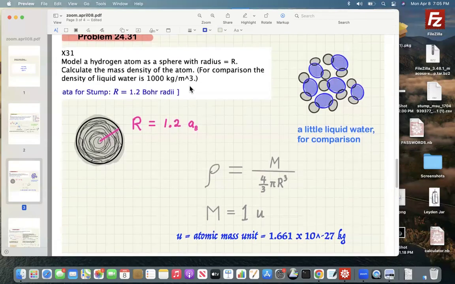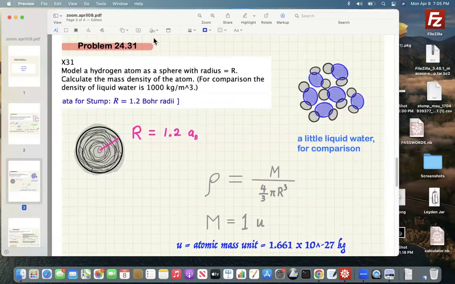Here's problem 30 from chapter 24. Model a hydrogen atom as a sphere with some radius r. And we'll take r to be 1.2 Bohr radii. Your problem might have a different number, but it'll be something of the order of the Bohr radius, because that's the characteristic size of a hydrogen atom. And calculate the mass density of the atom.